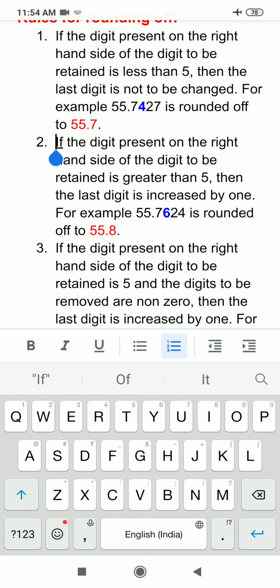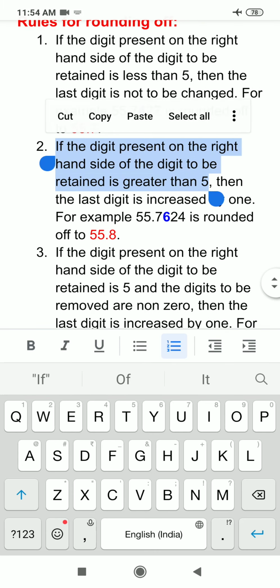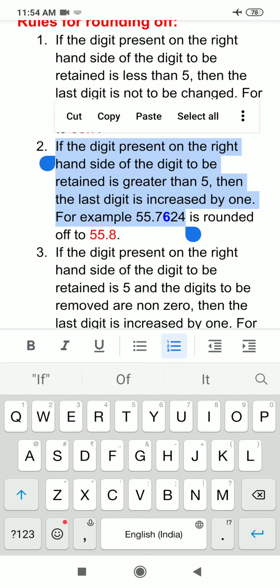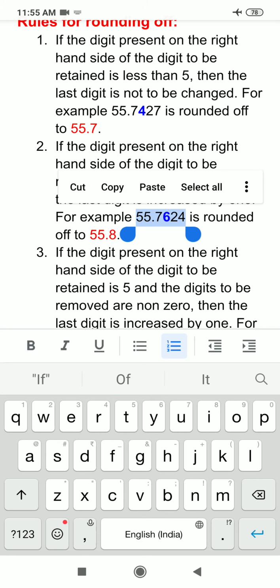Secondly, if the digit present on the right hand side of the digit to be retained is greater than 5, then I will increase the previous digit by 1. For example, if I have 55.7624, and I wish to retain 7, then to the right hand side of 7 is 6. I have shown this in bold blue.